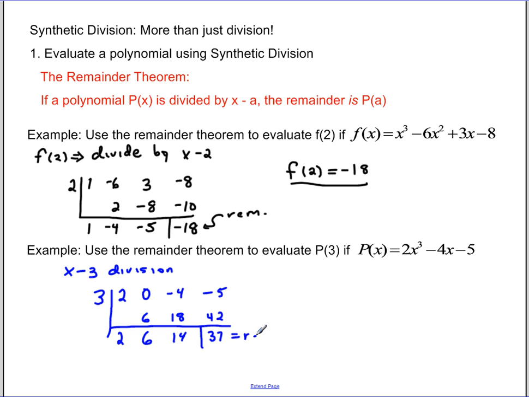And so how would we write the answer? Good. We write p of 3 is equal to 37 by the remainder theorem.